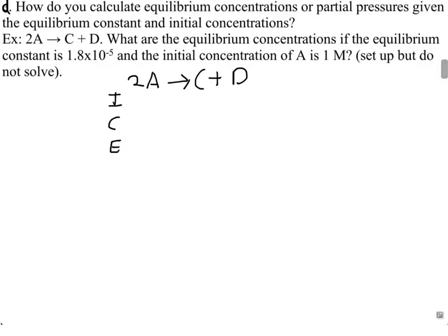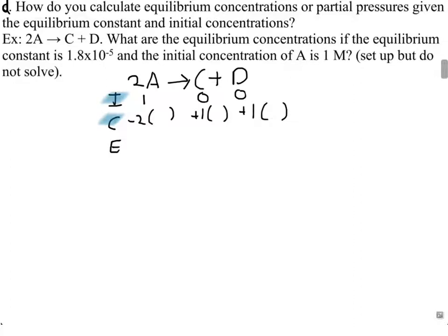Okay, what do we do next? The change line. So we're going to put negative coefficient on reactants, positive coefficient on the products, and leave parentheses. Do that for each reactant and product. Okay, for the initial line, we know A is 1 molar because it tells us. We're going to assume the products are 0.